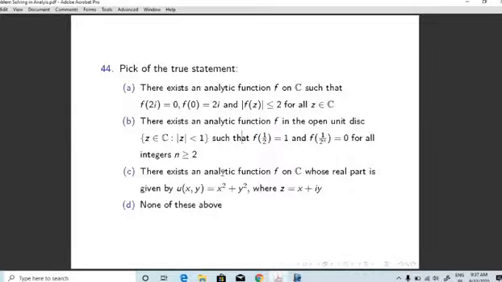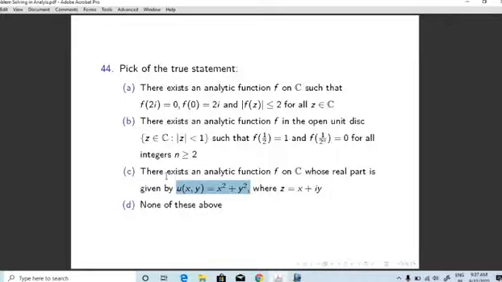Now, similarly, look at the third option. There is an analytic function f on C whose real part is given by x square plus y square. It is not possible. Suppose such a function exists, then this function satisfies the Laplace equation. So u_xx is 2, u_yy is 2, and 2 plus 2 is 4. Therefore, it is not equal to 0. Therefore, this u does not satisfy the Laplace equation, so it is not harmonic. Therefore, there is no such function.